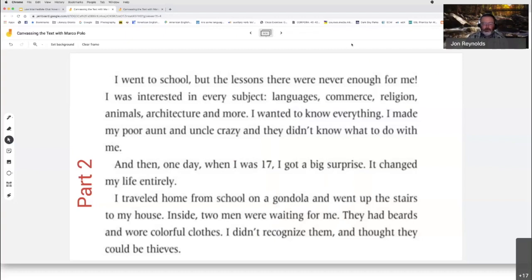I traveled home from school on a gondola and went up the stairs to my house. Inside, 2 men were waiting for me. They had beards and wore colorful clothes. I didn't recognize them and thought they could be thieves.